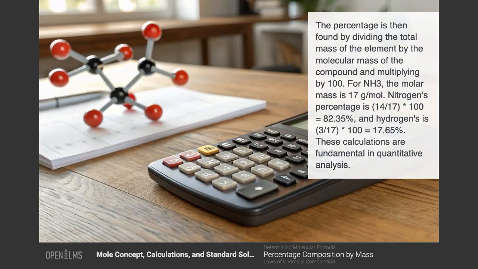The percentage is then found by dividing the total mass of the element by the molecular mass of the compound and multiplying by 100. For NH3, the molar mass is 17 grams per mole. Nitrogen's percentage is 14/17 x 100 equals 82.35%, and hydrogen's is 3/17 x 100 equals 17.65%. These calculations are fundamental in quantitative analysis.